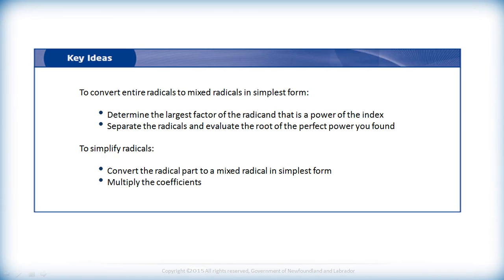All right, so here are a few details of things that we talked about. To convert entire radicals to mixed radicals in simplest form, determine the largest factor of the radicand that is a power of the index. Boy, that's technical language. Say, look for the biggest factor that is a perfect square or cube or whatever. And then we separate the radicals, evaluate the root of the perfect power you found. So that's basically where you split them up and take the square root of the thing that's a perfect square or whatever. And to simplify radicals that are already mixed but not quite simplified, convert the radical part to a mixed form and then just multiply your coefficients.